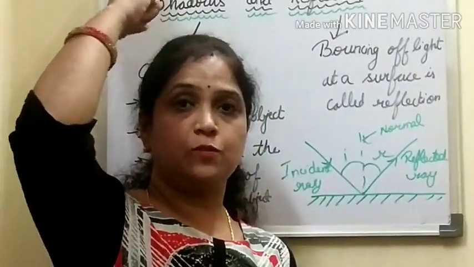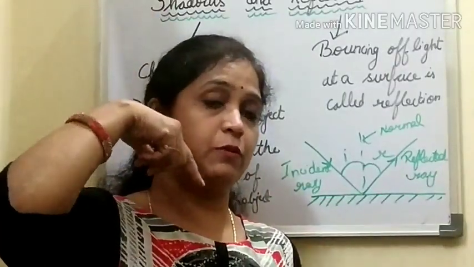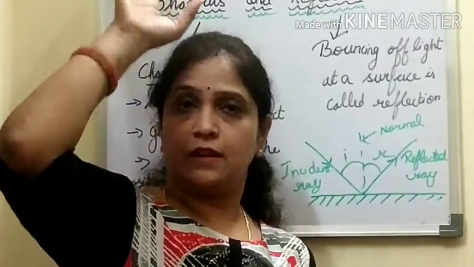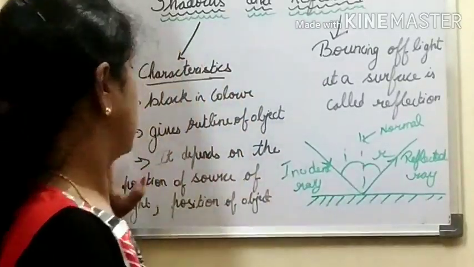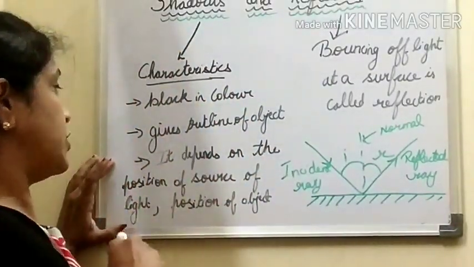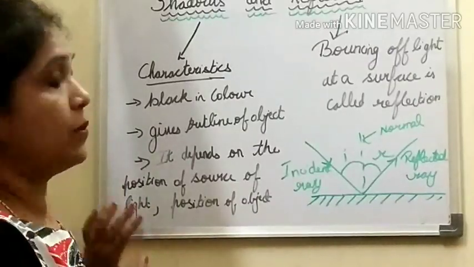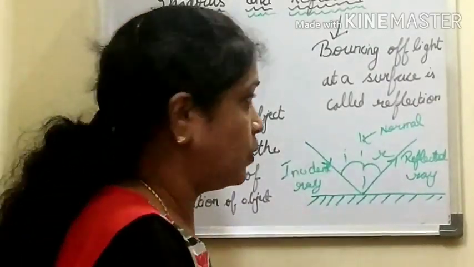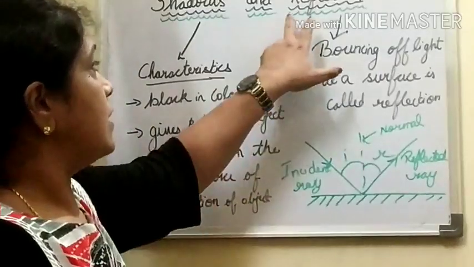Okay, so the distance between the position of the object, that means between you and the sun, is less. So what happens? Shadows are shorter. So the formation of shadow depends on the position of the source of light, and it also depends on the position of the object.